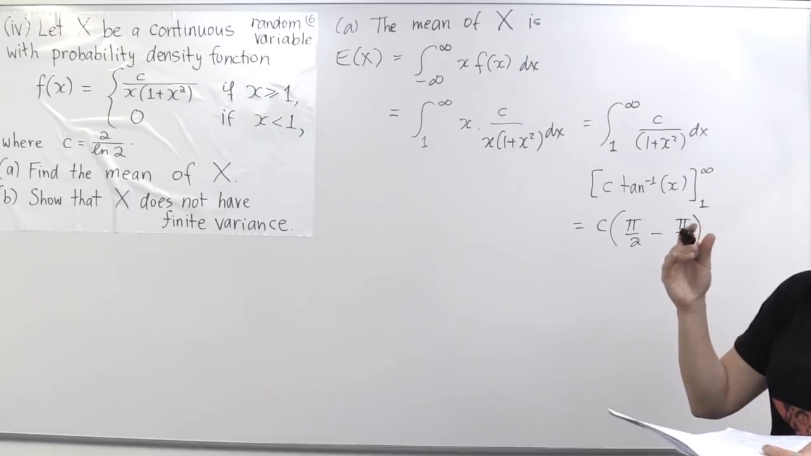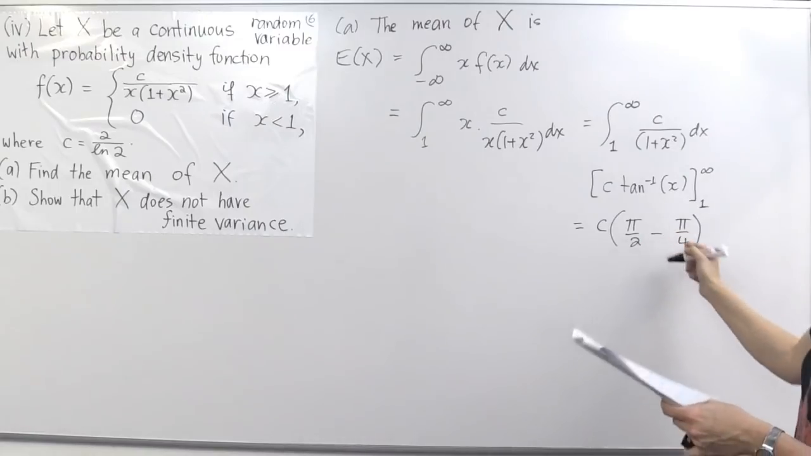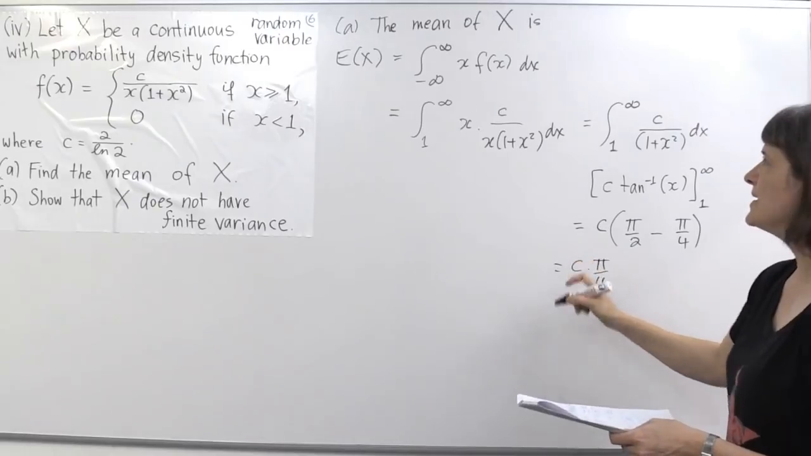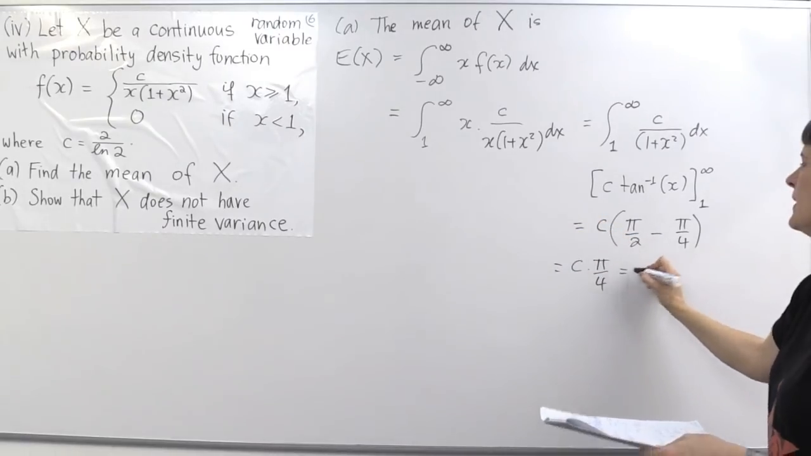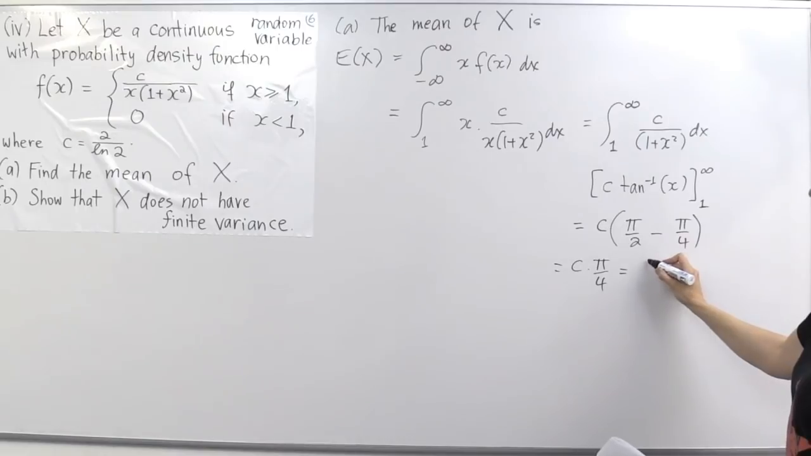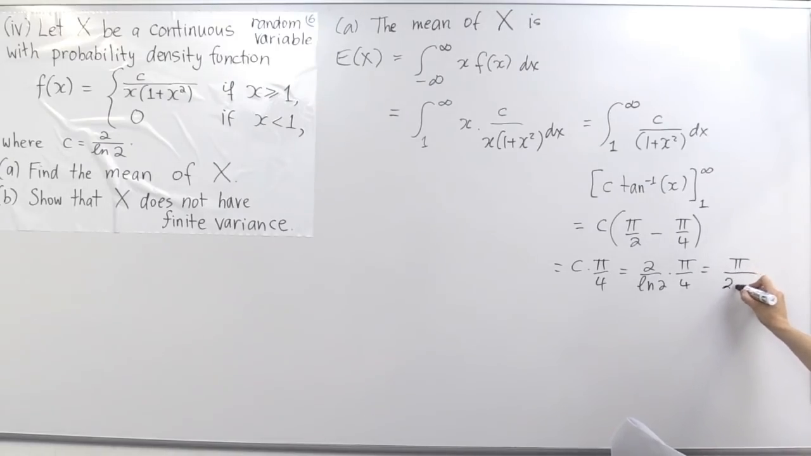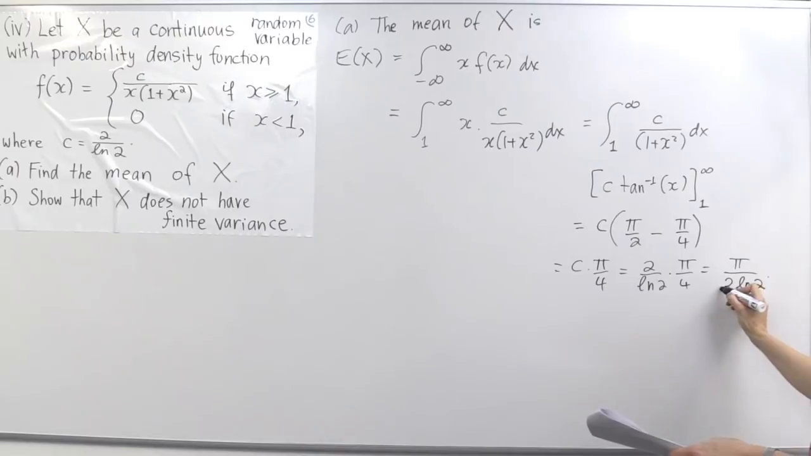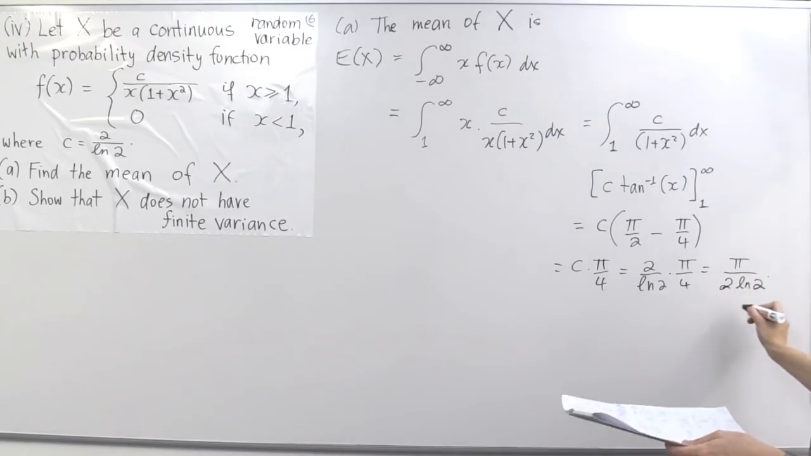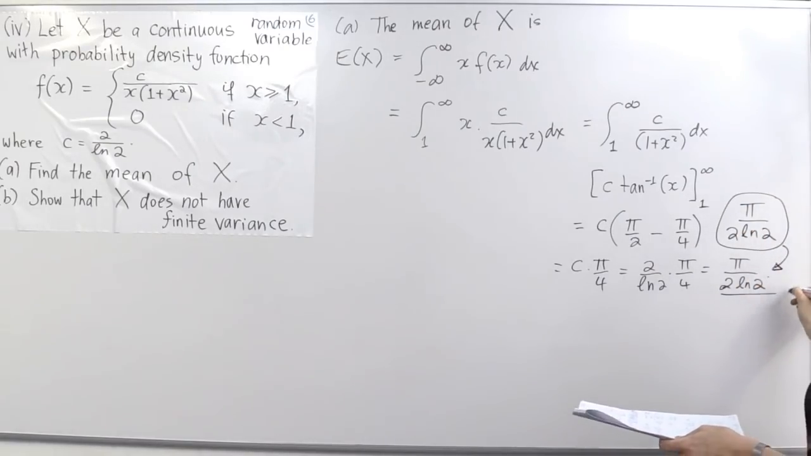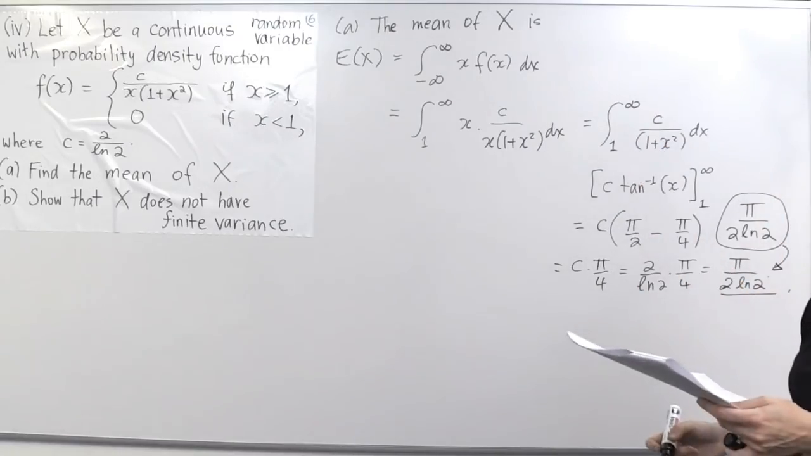because pi on 4 is the place where cos equals sine, right? So this is c times pi on 4, and c is 2 over log 2. So this is 2 on log 2 times pi over 4. You end up with the answer pi over 2 log 2. So that's the mean, pi over 2 log 2. It looks a bit yucky, but it's just a calculation and checking that you know the formula.